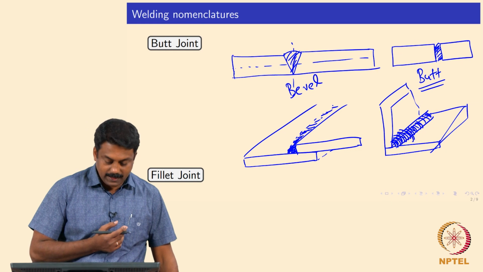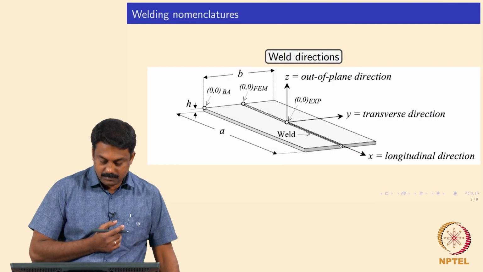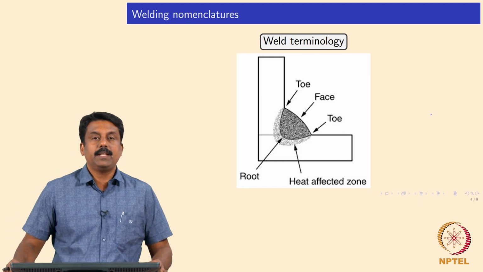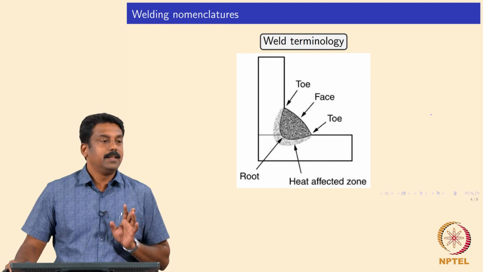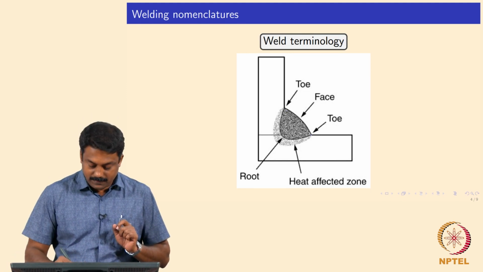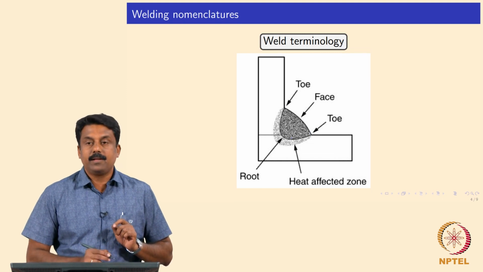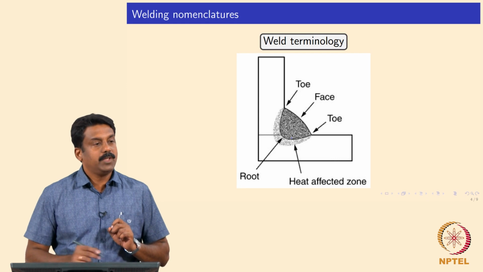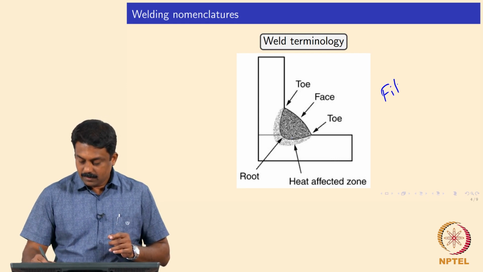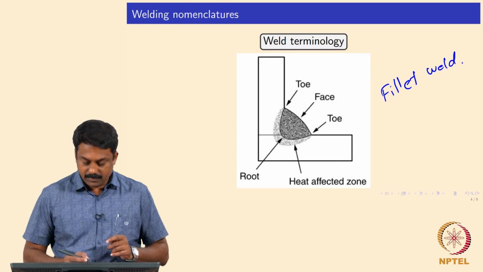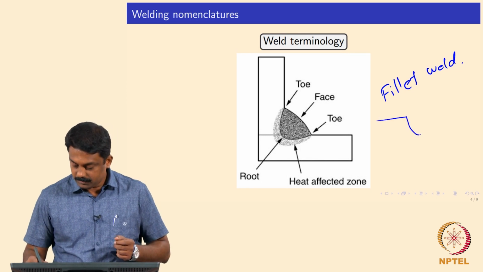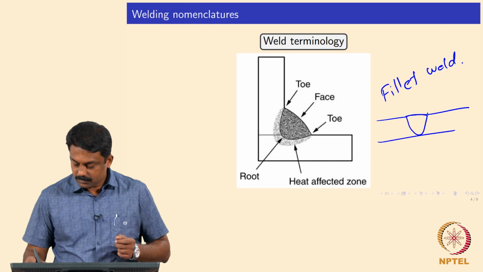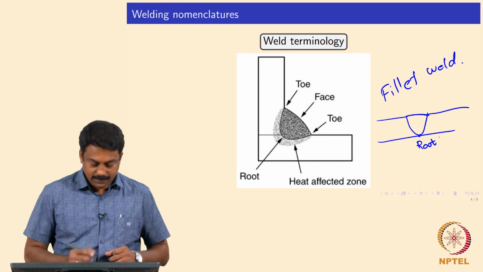In a T joint it is even more clear if you look at this picture. This is a T joint with fillet weld. In a fillet weld we make a fillet and then make a joint in T configuration. There are some other terms you need to remember, in both fillet weld and even butt joint. This region is known as root. In a fillet weld, this is the root.